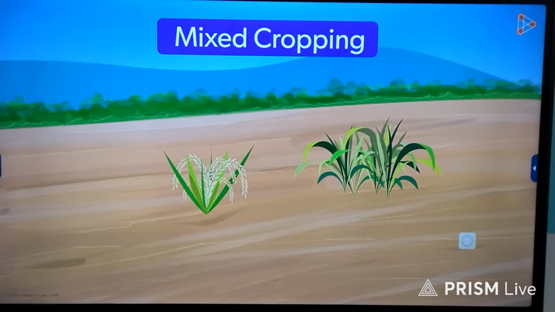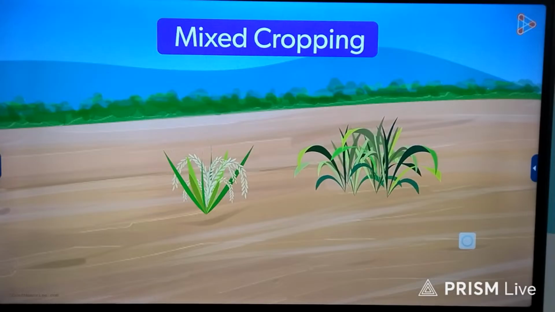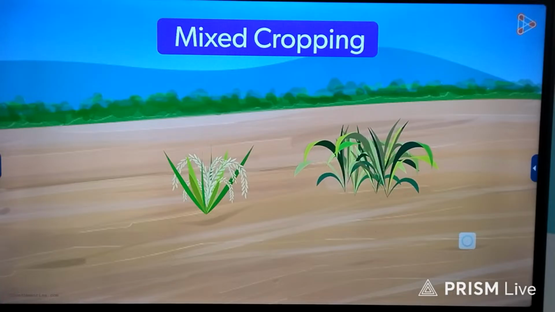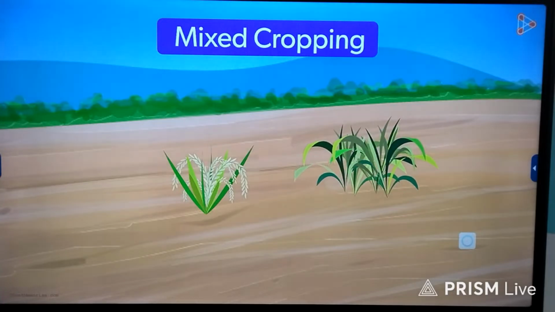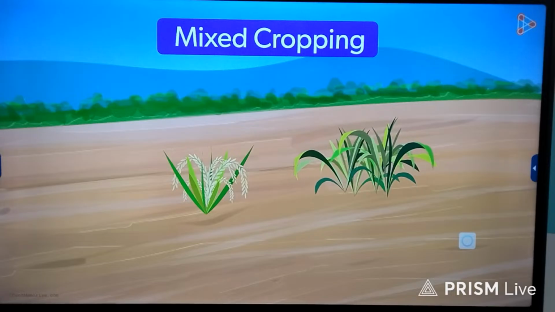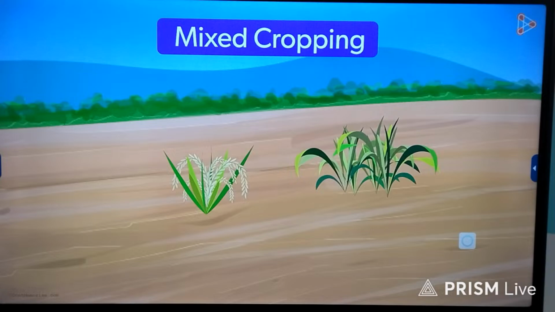Yes. You may now wonder whether the two crops will compete for the nutrients in the soil. You may also think of the damage one crop may do to the other. But this is not the case. The two crops are chosen in such a manner that one does not interfere in the growth of the other.